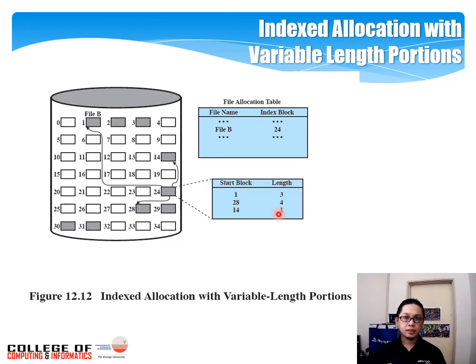So the index block is still there, but the combination of blocks varies in size and is not just one single block per allocation or per address. Here we have one block containing 3 in size, one containing 4 in size, and one containing only 1 in size. This is what it means by the variable length portion. So here we still use the file allocation table, we still use the index block, but the combination of blocks has a variety in sizes.